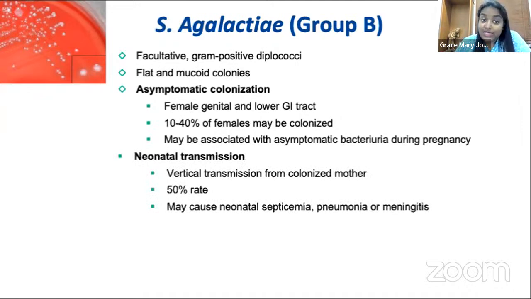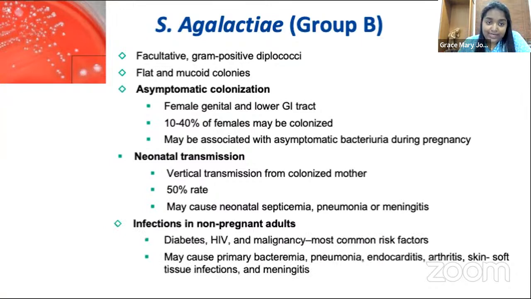Now, there is vertical transmission also. From this asymptomatic colonization, it can infect the child and cause neonatal septicemia, pneumonia, and meningitis. All of them have very high mortality rates. In non-pregnant adults, if the patient is immunocompromised, it can cause all the usual infections like bacteremia, pneumonia, endocarditis, skin and soft tissue infections, arthritis, and meningitis.